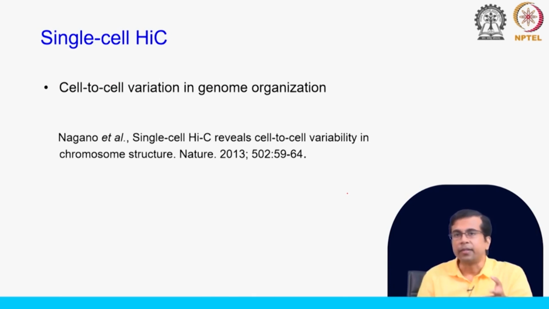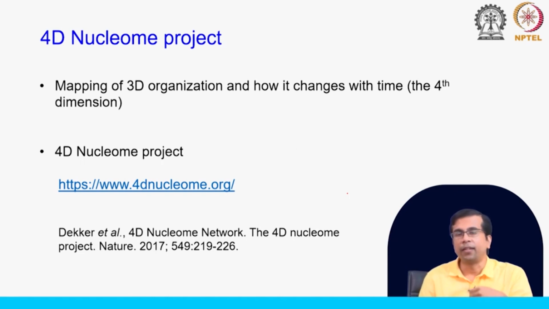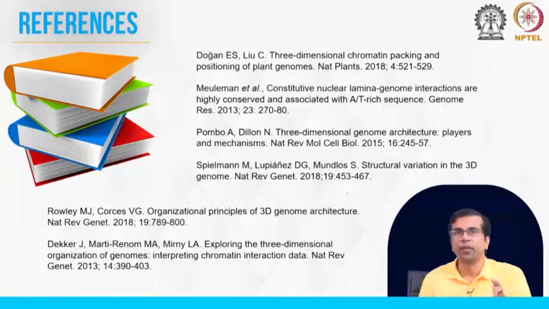This Hi-C method is so powerful that it has now been extended to single cells, and you can get single cell Hi-C. This is the paper that actually shows the cell-to-cell variability in chromosome structure, and this is something that you can now study with single cell Hi-C. Another project I will mention is called the 4D nucleome project. This is looking at the 3D organization of the genome and how it changes with time, which is the fourth dimension. Here is the link to the project, and here is the paper for this 4D nucleome project. These are the references for this class.